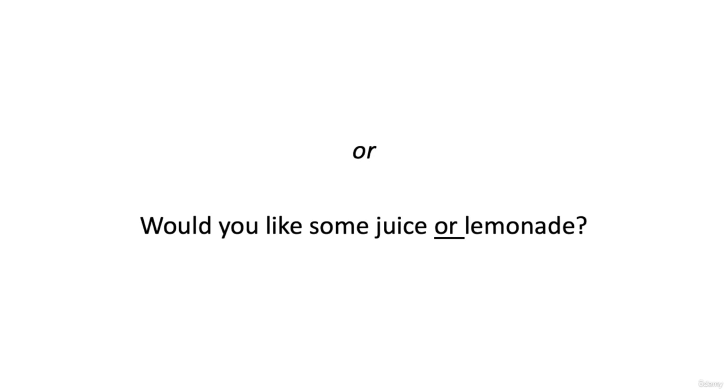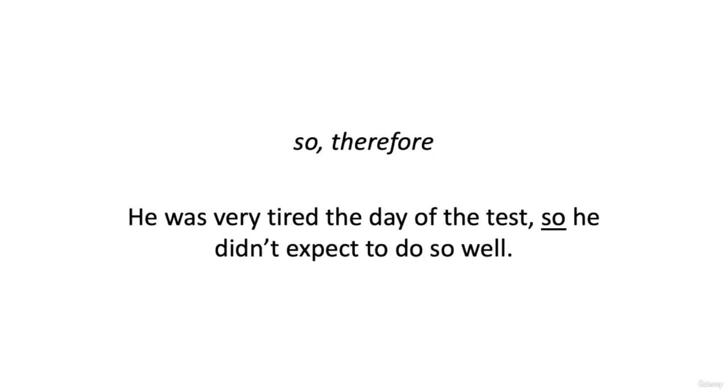Or is used to present a choice or alternative. Would you like some juice or lemonade? You can choose between the juice and the lemonade. The conjunctions so and therefore indicate a cause and effect. For example, he was very tired the day of the test, so he didn't expect to do so well.